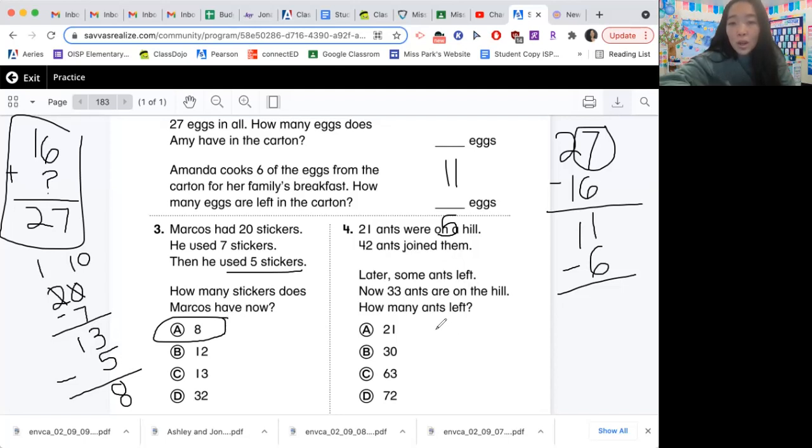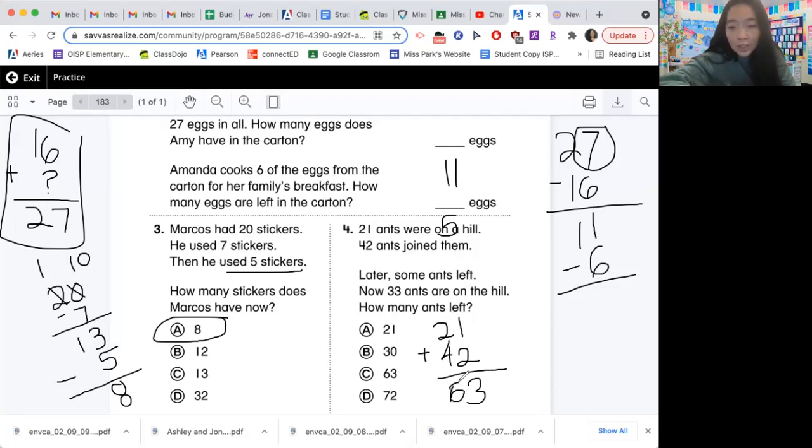Number 4, 21 ants were on a hill and then 42 ants joined them. Some ants left. Now 33 ants are on the hill. How many ants left? So first we're going to add up these two numbers. 21 ants were on the hill and 42 joined them. 1 plus 2 equals 3. 2 plus 4 equals 6.